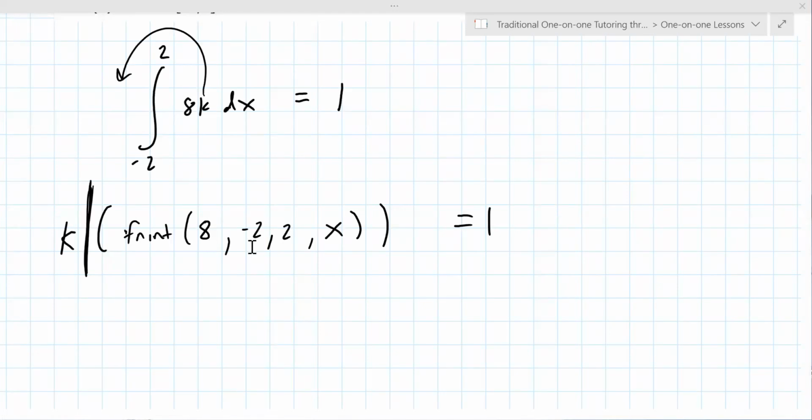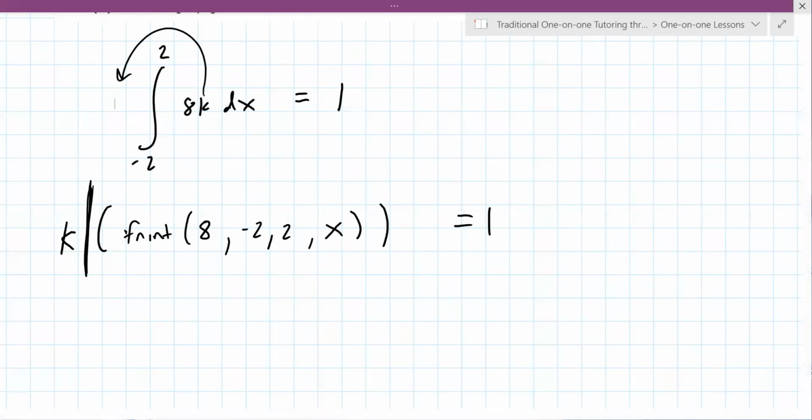It's usually lower to upper, A to B, so it's got to be -2, 2. And then usually it wants the variable of integration. Because when I put it in, it gives me the thing on the top, not the thing on the bottom. Okay, well then put in everything except the K, like -2 to 2, 8 dx, and get that number.